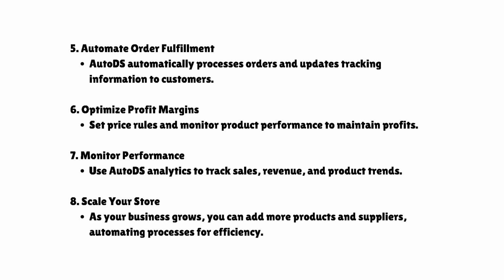Next is automate order fulfillment. AutoDS automatically processes orders and updates tracking information to your customers. Next, optimize profit margins. Set price rules and monitor product performance to maintain profits.